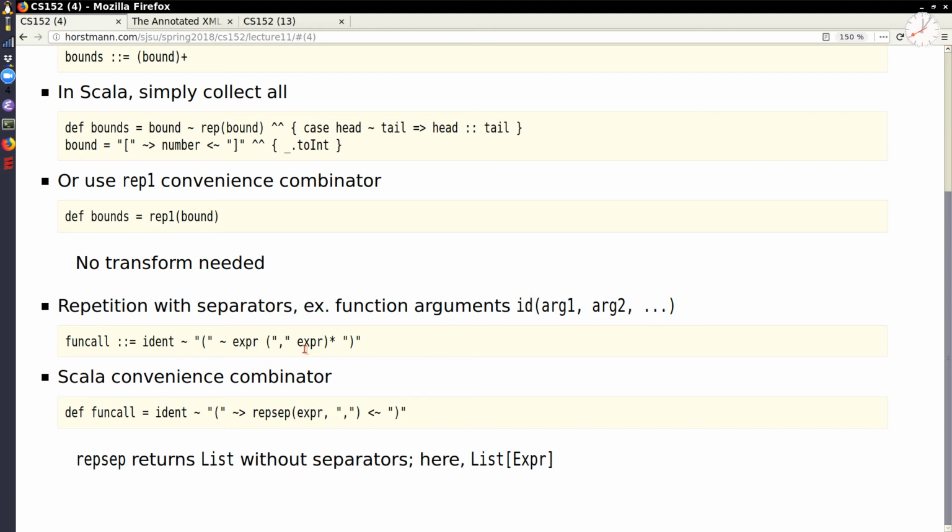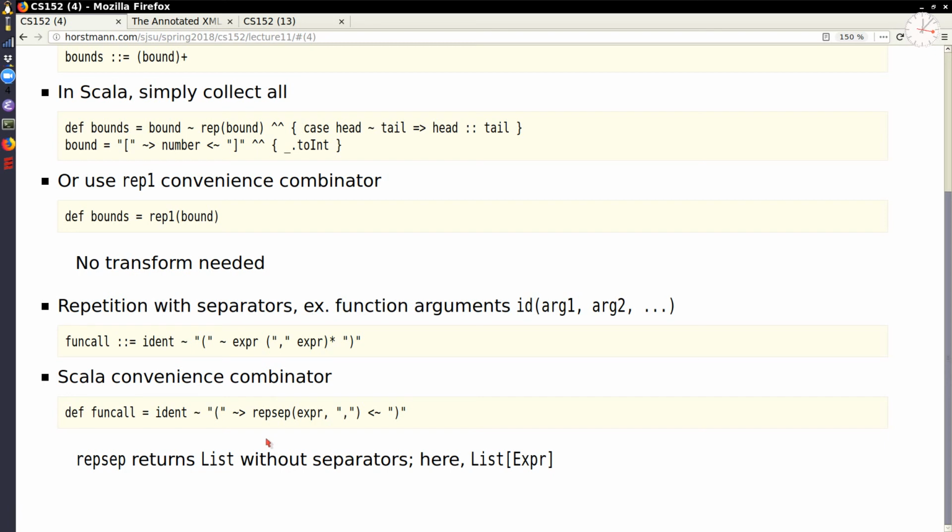This again is such a common situation that there's a shortcut for it. The rep-set combinator takes the thing that is being repeated followed by the thing that separates the two. So here I can use rep-set and then the comma. Rep-set gives a list just like rep and rep1. And that list only contains the things that we're collecting, the expressions. So in this case, it would be a list of expression. It discards the commas. They're just used for parsing.